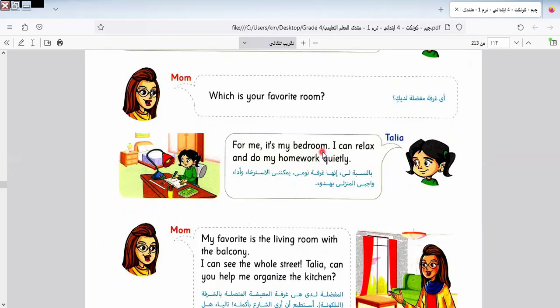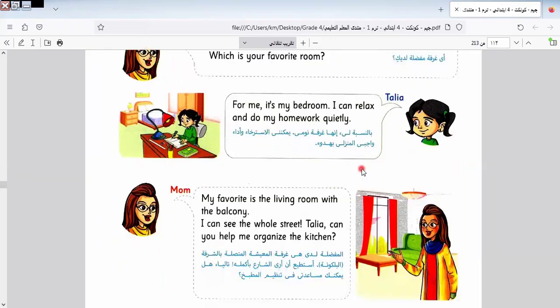In my bedroom I can study, I can sleep, sometimes I can watch TV, sometimes I can play video games, anything. So this is my place. The place is specialized for me. No one shares my bedroom with me. Okay, for me it's my bedroom. I can relax and do my homework quietly.